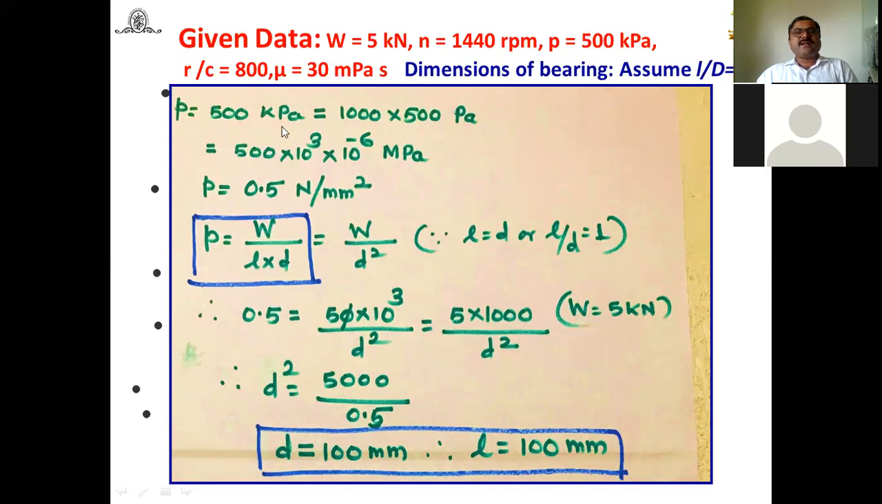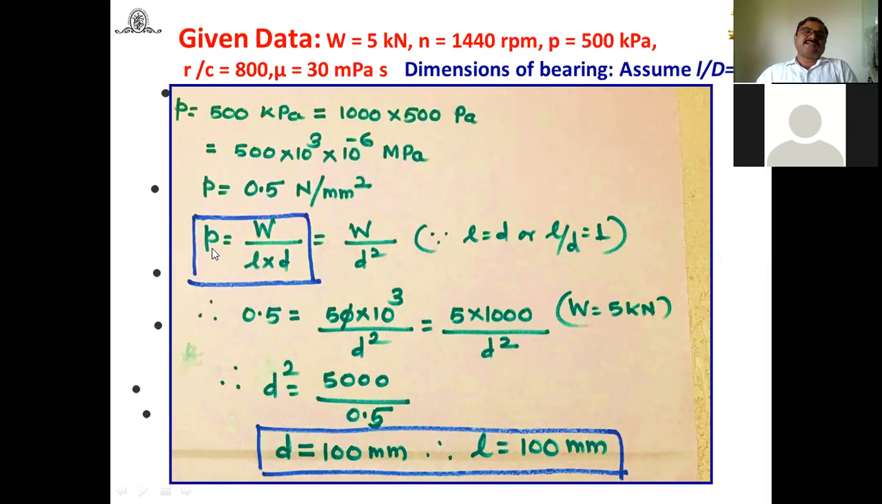Now here, write down this bit. Pressure is given, 500 kilopascal. Convert it into pascal by multiplying by 1000, since kilo means 1000. Then again here, it's a pascal. The pascal is converted into megapascal, meaning Newton per mm square, that is 10 raised to minus 6. So you will get pressure is equal to 0.5 Newton per mm square. Try to understand this conversion.